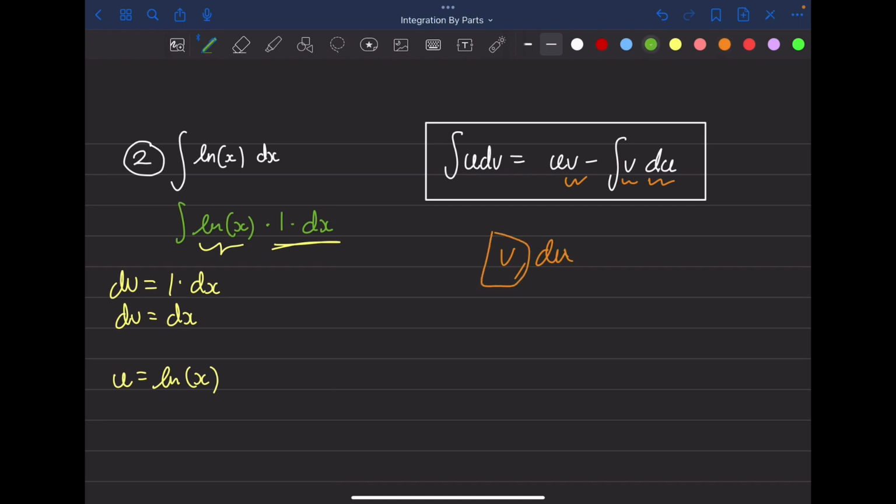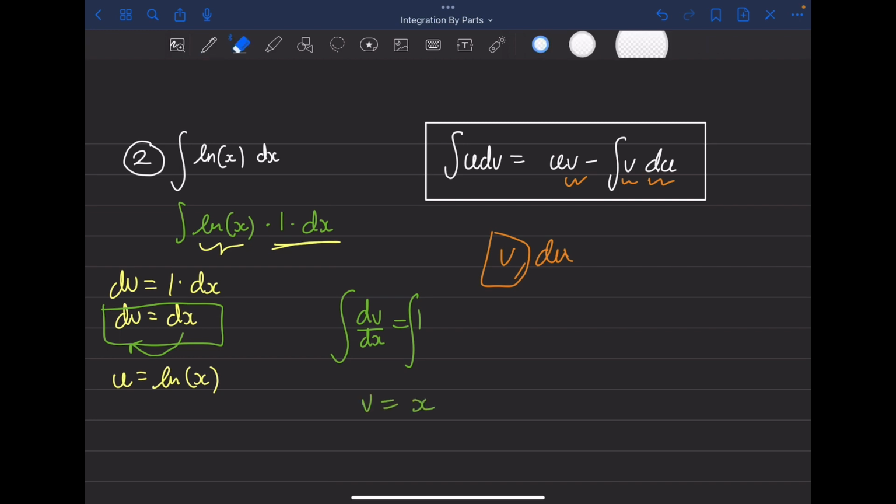That's always easier. How do you find v from knowing that dv is equal to dx? First, bring down the dx to this side of the equation. So dv over dx is equal to 1. Now you have to integrate both sides of the equation. You get that v is equal to x.